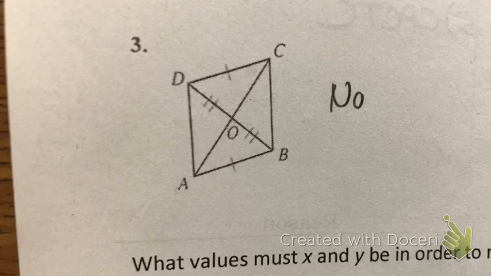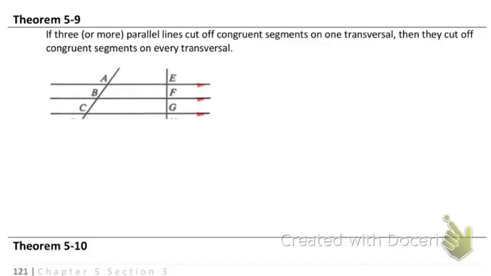All right, if there's no other questions, we're going to get into some new theorems today. So we're getting away from parallelograms, and we're getting into just parallel lines. This can seem confusing at first. So let's read it. Remember, you can put notes on your sheet. It says, if 3 or more parallel lines cut off congruent segments on one transversal, then they cut off congruent segments on every transversal.